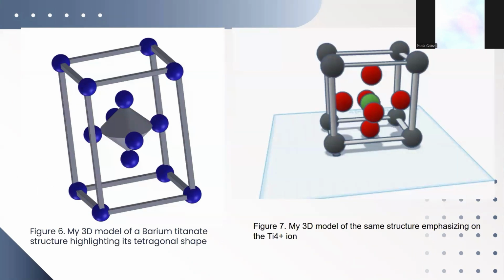This is my SolidWorks model of barium titanate. So, the lattice structure of barium titanate in a single perovskite crystal structure. And Figure 7 also shows the same structure, but this time showing the titanium ion, the green sphere, in the center.